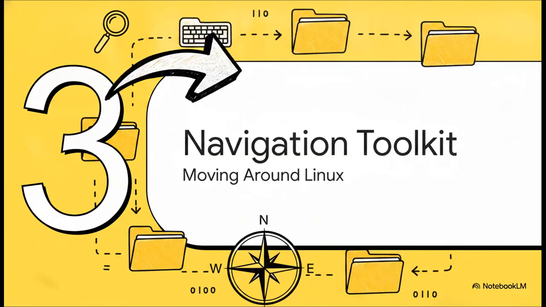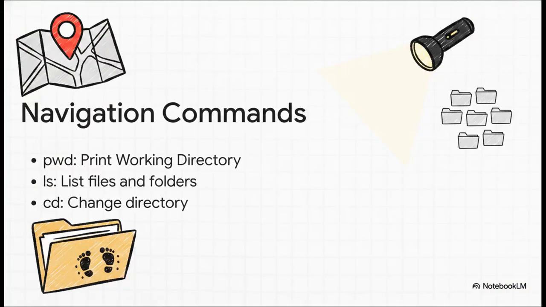Okay, Section 3, your basic navigation toolkit. It is time to equip your utility belt. When you first open a terminal, you're kind of flying blind until you use these three gadgets. First up is pwd, which stands for Print Working Directory. If you're ever lost in the tree, just type pwd and the terminal tells you exactly where you're standing.